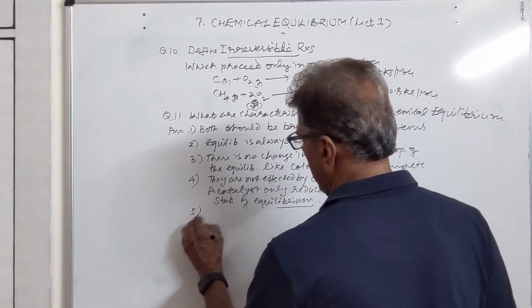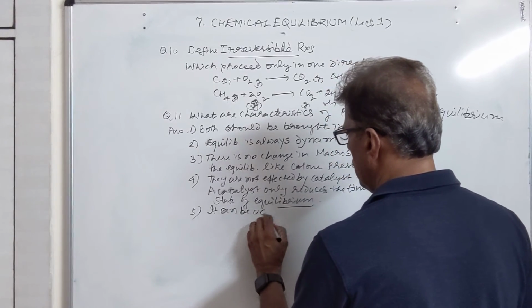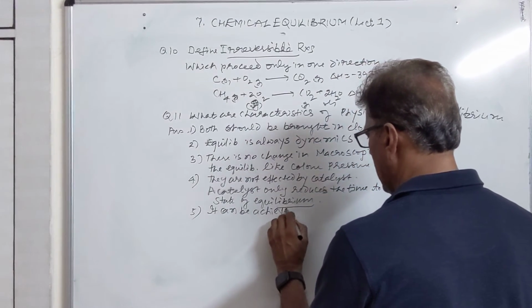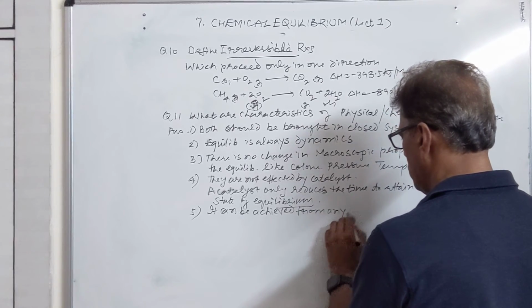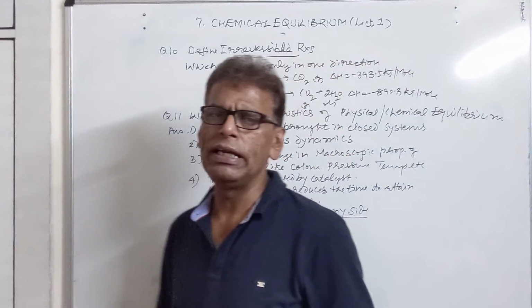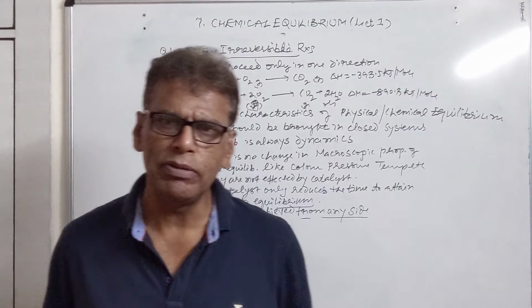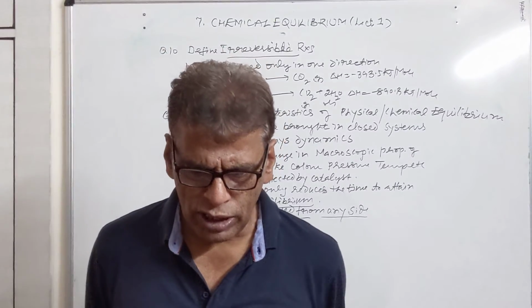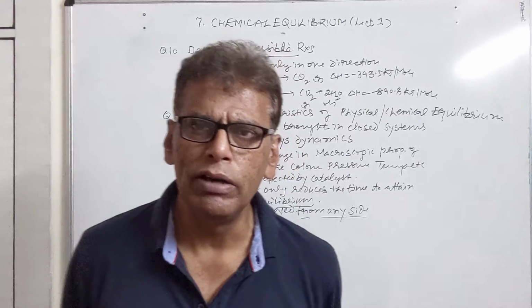Number 5 we have, it can be achieved from any side, starting with reactants or starting with products. It can be achieved from any side. Whether you start the reaction from the reactants, you will come to the equilibrium state. Similarly, if you start the reaction with the product, you will again come to the state of equilibrium.